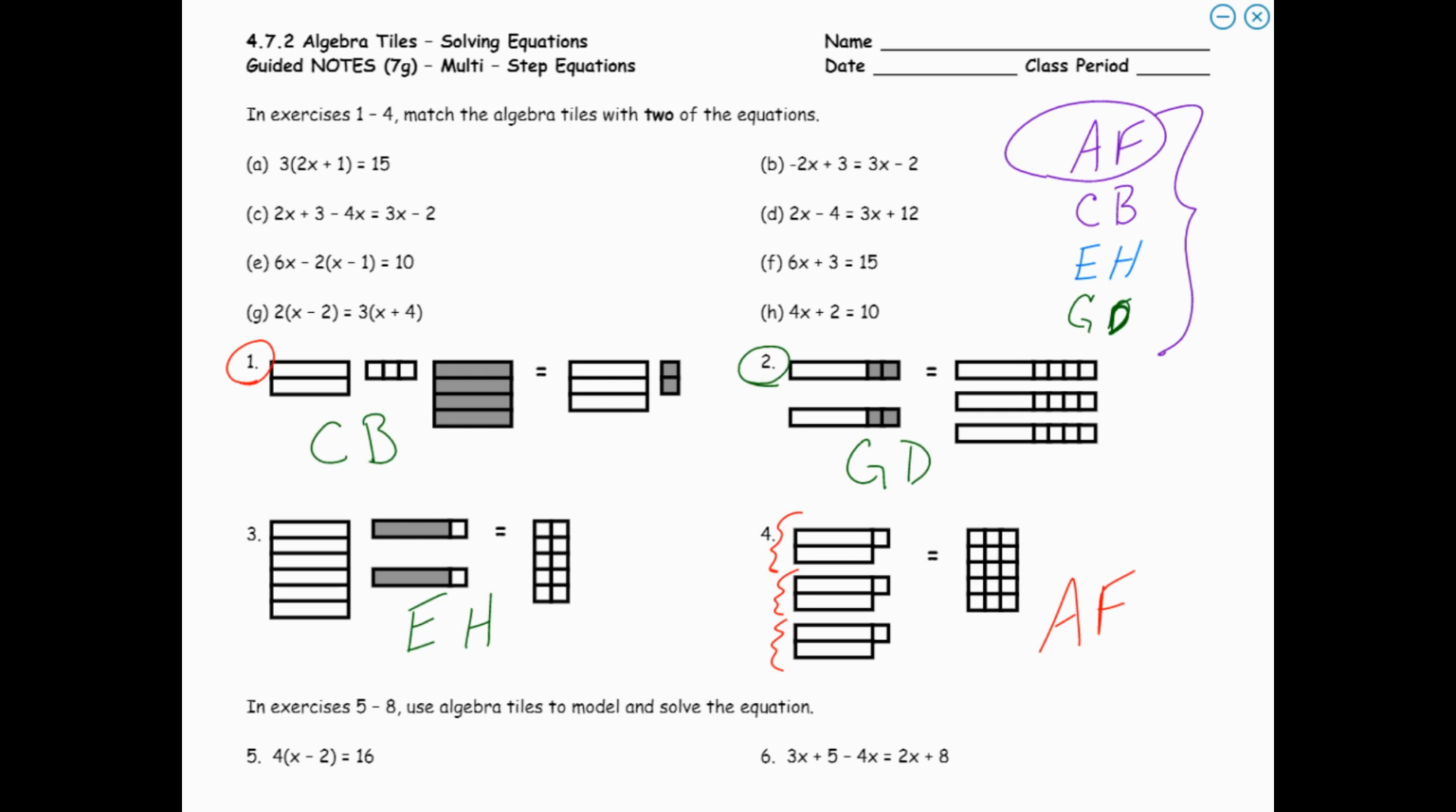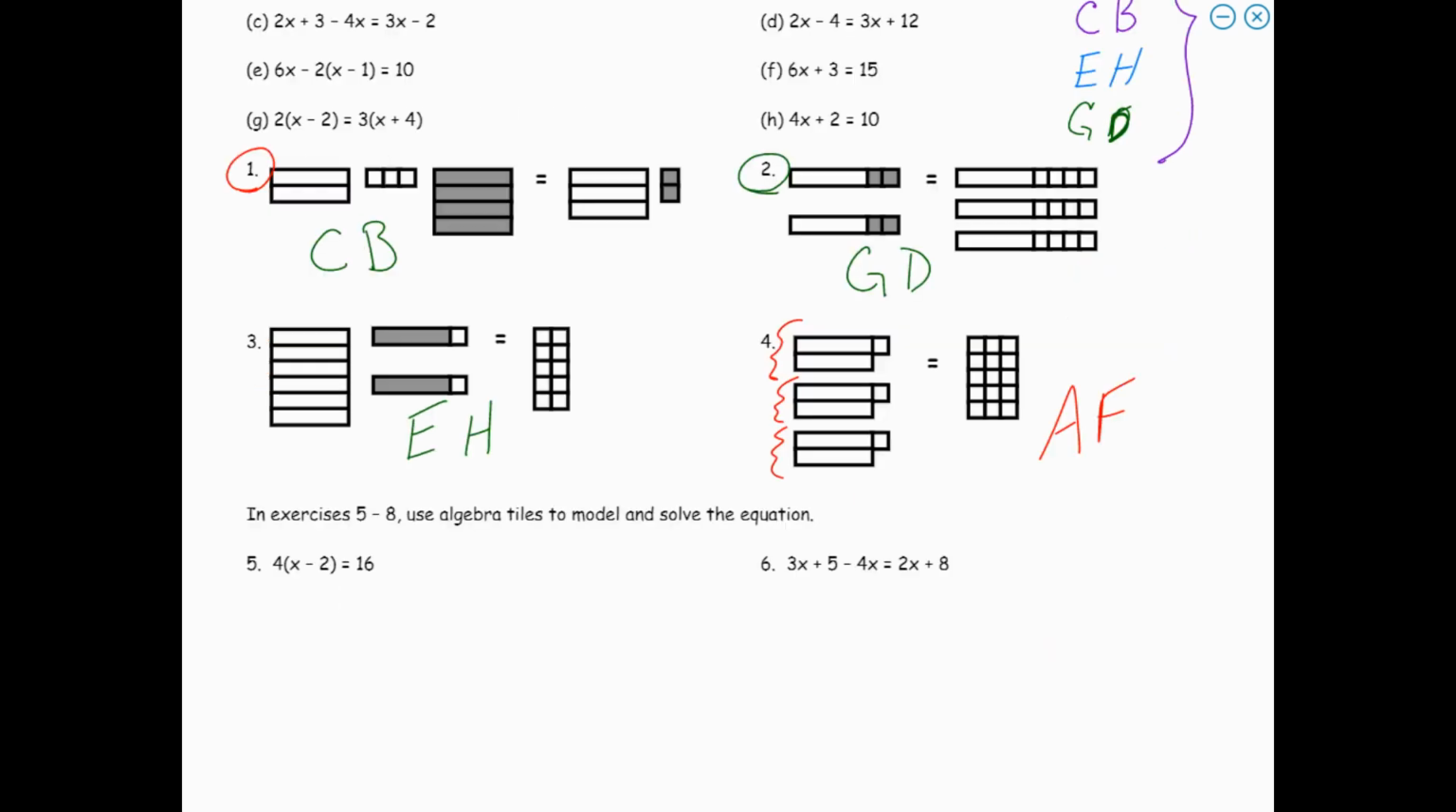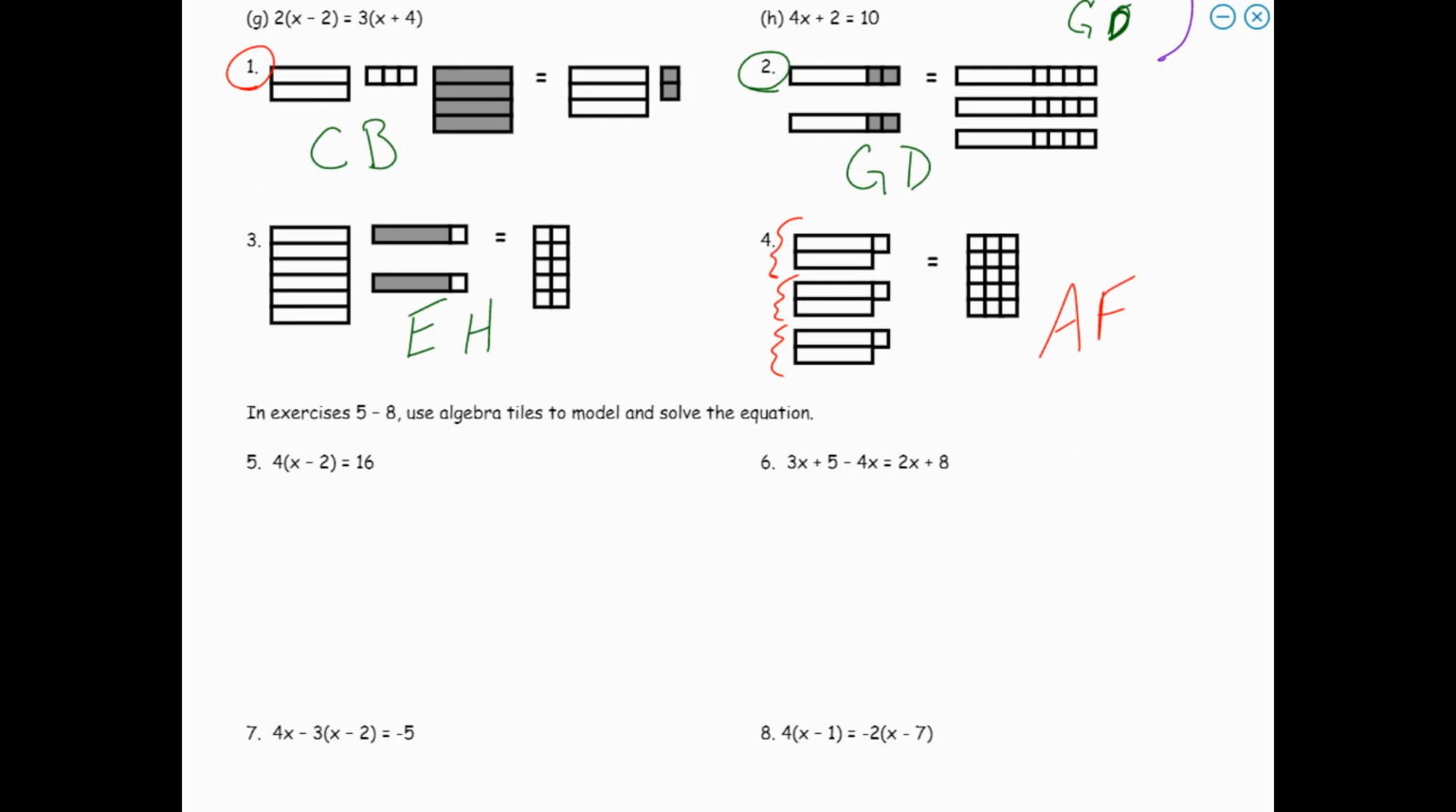So this is just a refresher of the distribution and how those are grouped. Okay. So I've got 4 groups of 1x minus 2. So 4 groups of 1x, one positive x and 2 negative 1s. So how many do I have all together there?